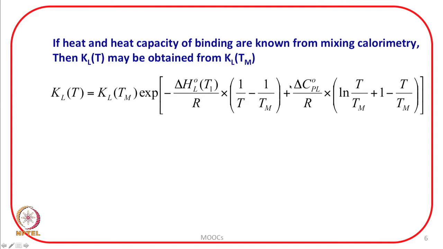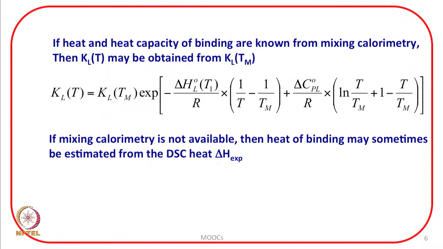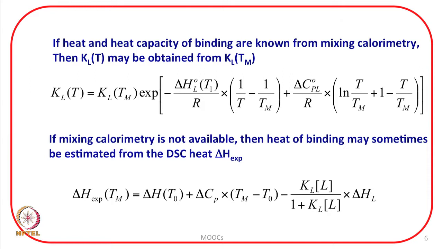But suppose mixing calorimetry is not available, we do not have an ITC and we have only a DSC, then how do we get it? Let us take a look at the equation. If mixing calorimetry is not available, then heat of binding may sometimes be determined from DSC, and how do we get it? Delta H, this is what we are interested in, either we say EXP or we can write HL, no problem. This is equal to the written equation. How it is? Let me explain that.